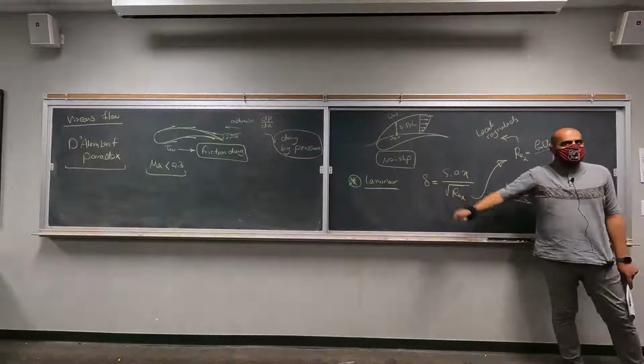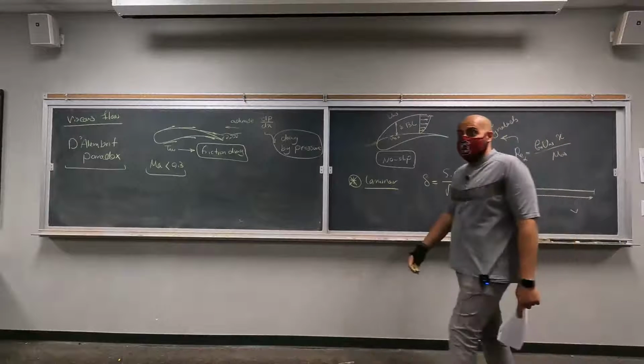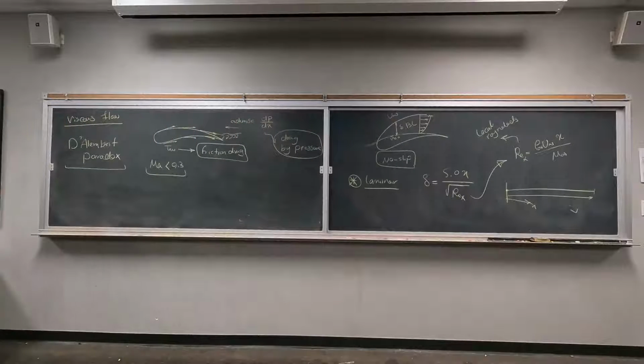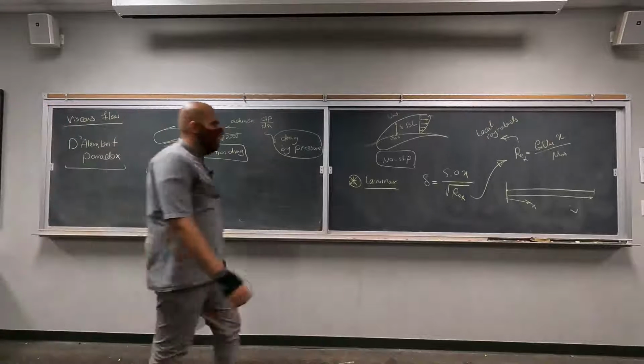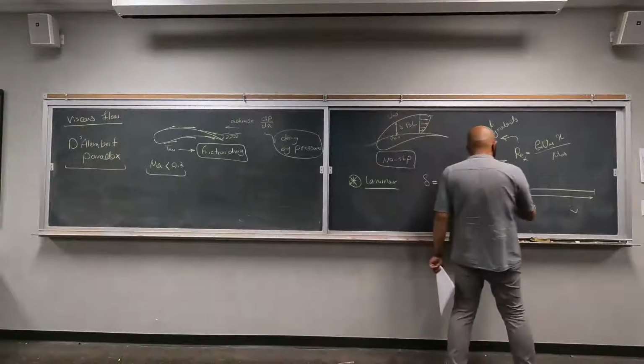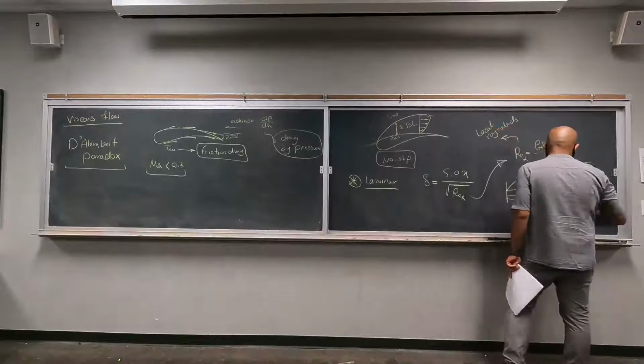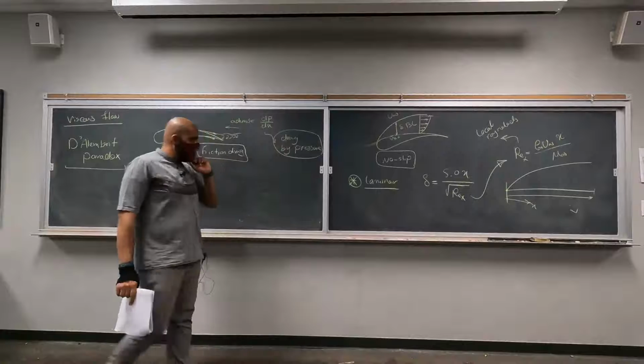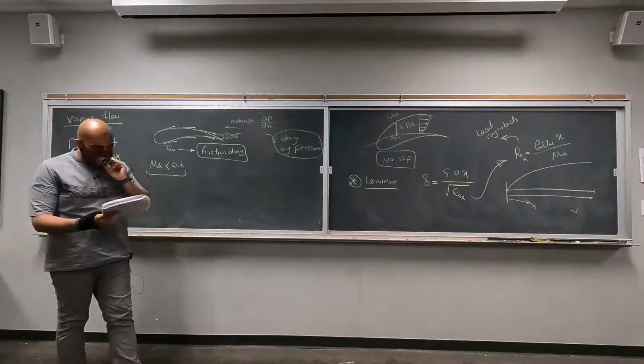Which means that your thickness is going to change as well, right? I mean, your thickness is also a function of x. So as you move from 0 to L, your boundary layer is going to increase like this. So this is how we calculate the thickness of the boundary layer if you are in the laminar region.